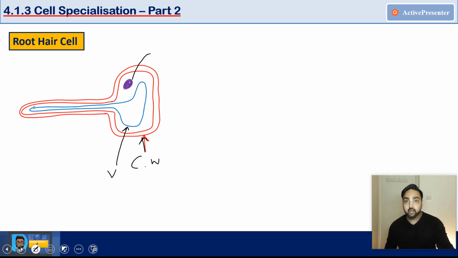This thing here, which looks like an eye, is actually meant to be the nucleus, and you've got the cytoplasm there. Notice how there's no chloroplast in the root hair cell. However, there's lots of mitochondria, and I haven't drawn them in, because they need to release energy through respiration in order to carry out active transport. I'll talk about that in a second as well.